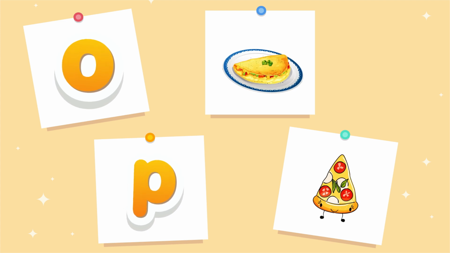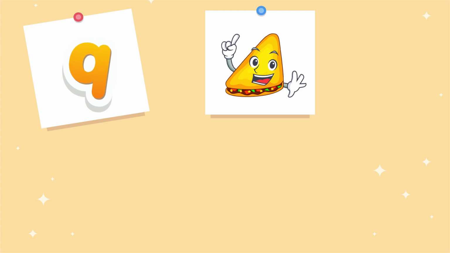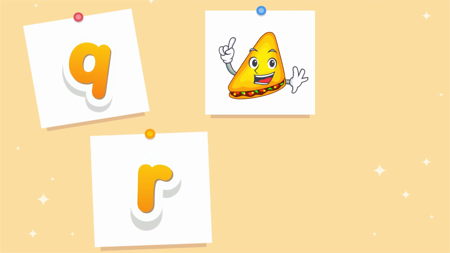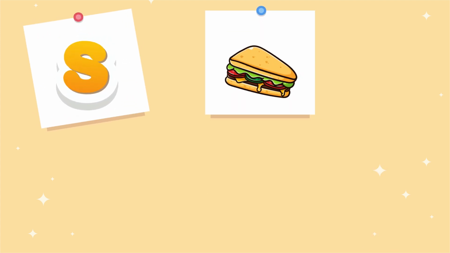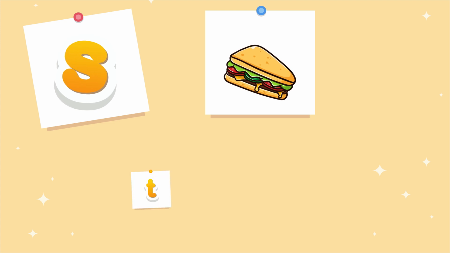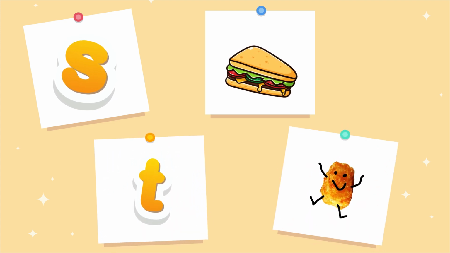Q is for quesadilla. R is for roasted chicken. S is for sandwich. T is for tater tots.